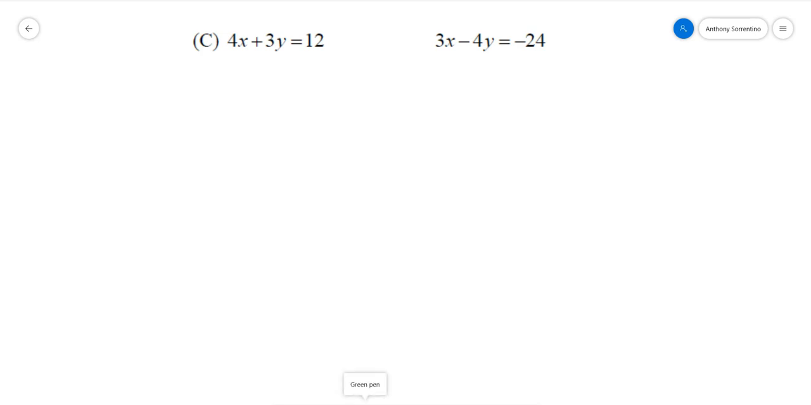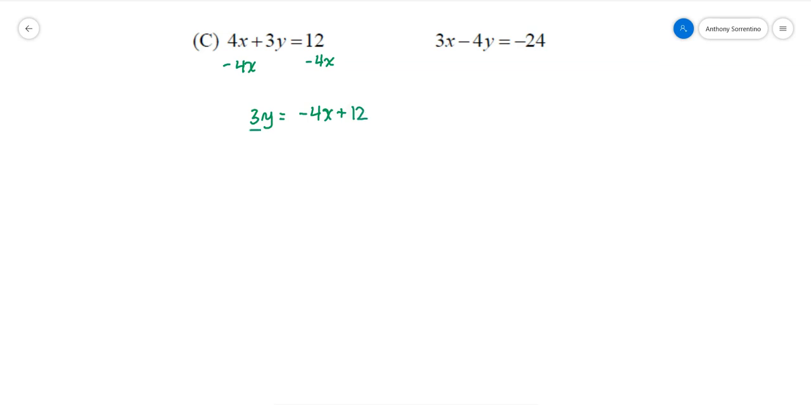Well, these are both in a standard form where the x's and y's are on the same side. I'm just going to convert to slope-intercept form, much as I did in the previous lesson, by simply solving each equation for y. So this one here, I'm going to subtract 4x from both sides, giving me 3y equals negative 4x plus 12.